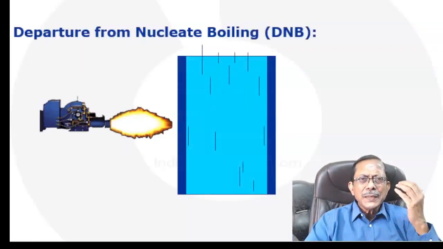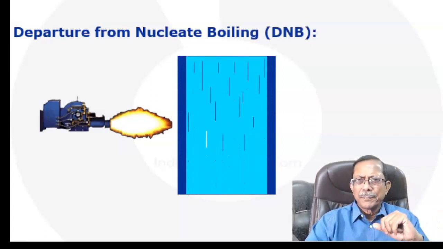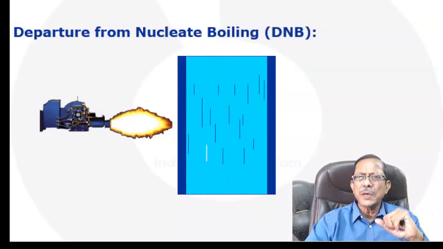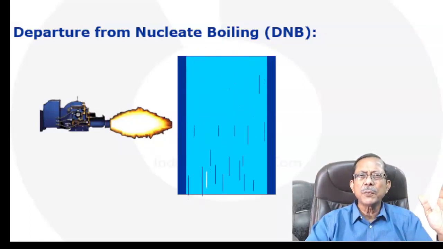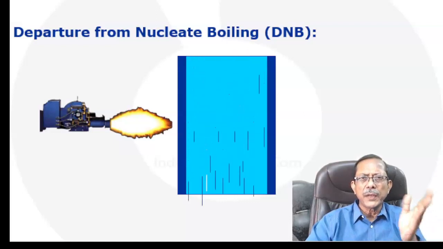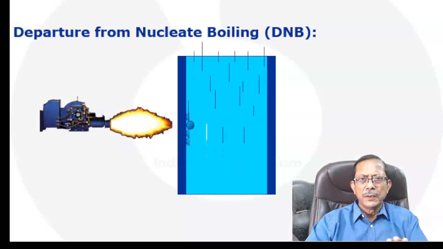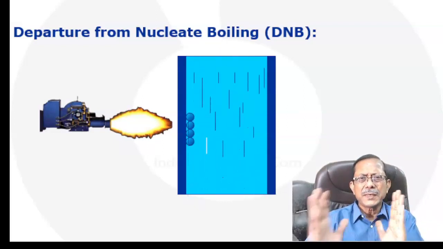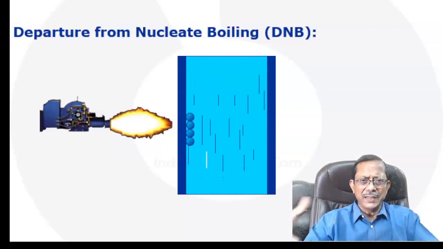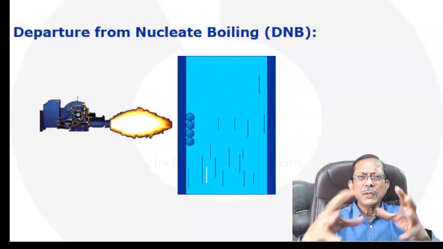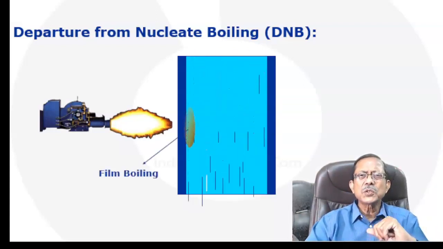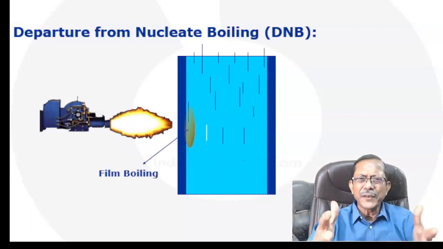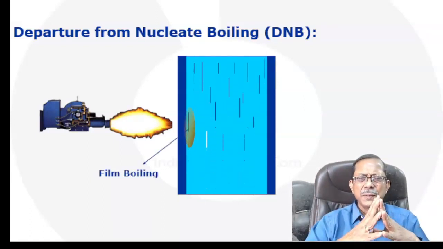So if that doesn't happen, then what is going to happen? That is called departure from nucleate boiling. Now what does departure from nucleate boiling mean? In departure from nucleate boiling, the steam bubble will be formed, but it will not move away. It will stick there, right? It will get stuck there and they will grow in size and then they will coalesce, and when they join, they will make a film over the surface, and that is called film boiling. It's also called stratification of steam, right?